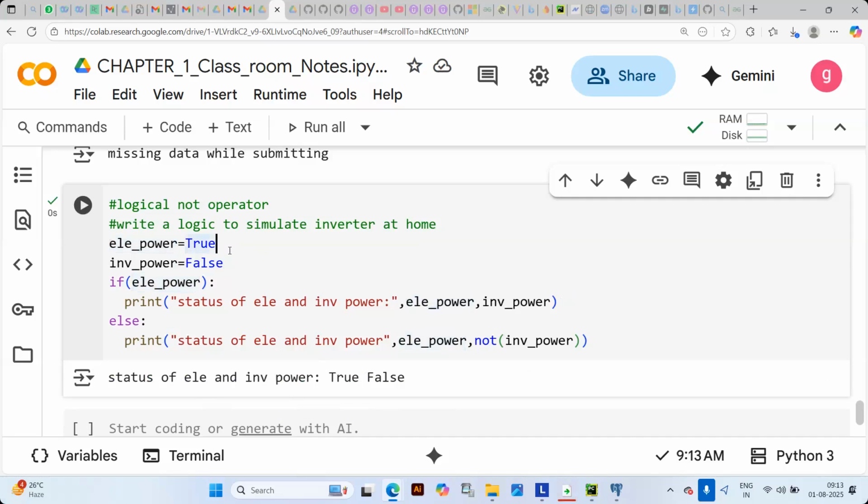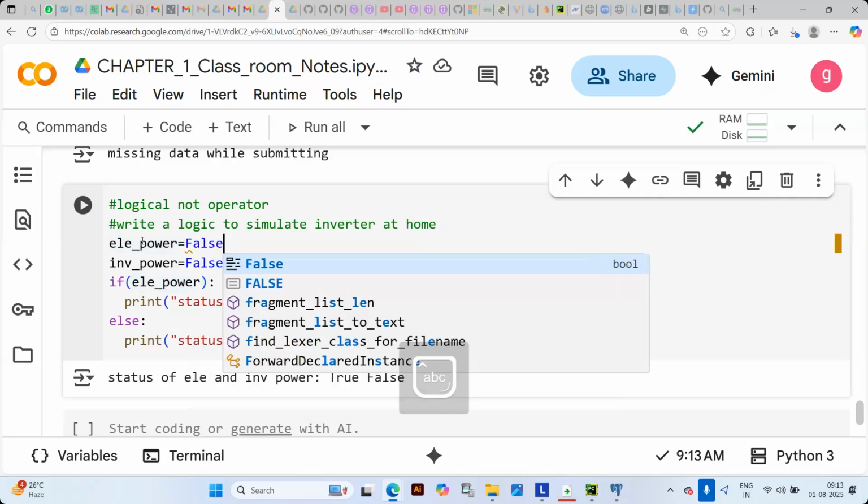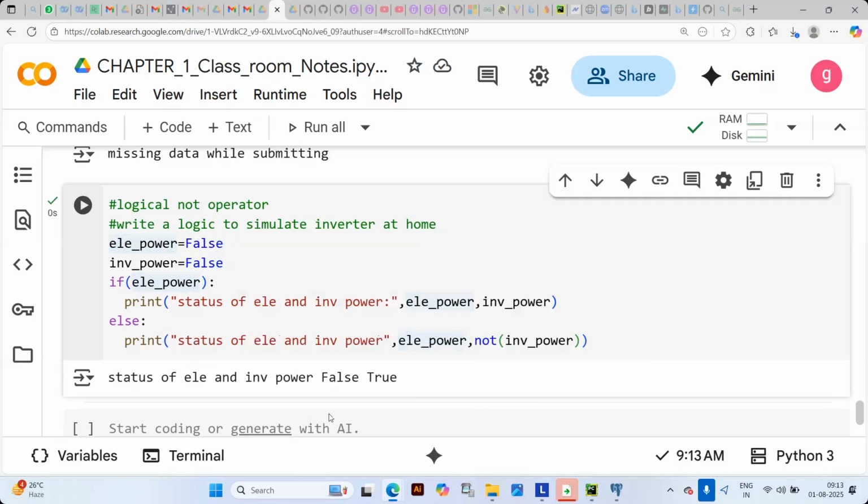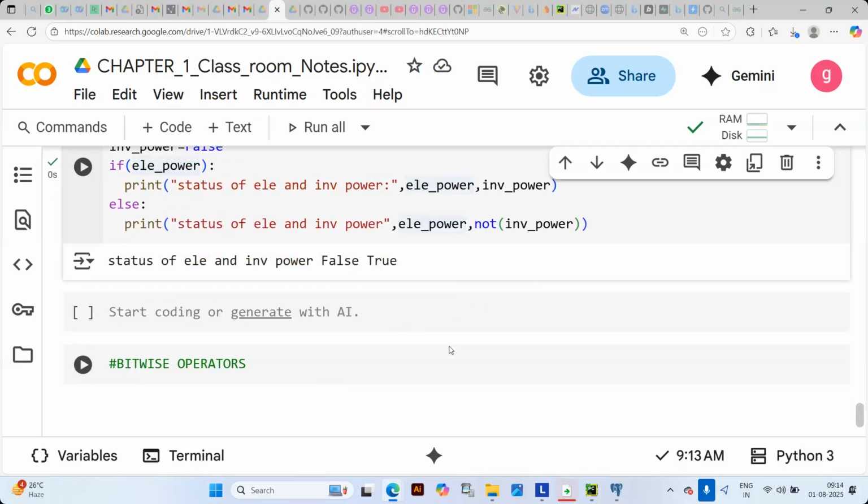Let us make the power off. What happens, you see? Now for this particular case, the electrical power becomes false, but the inverter power becomes true. So here this not operator converts the status of the power to the other, true to false and false to true. That's one case where exactly a not operator will flip the situation, true condition to false condition and to the true condition. Are you guys understanding, right? What exactly does the not operator do? Got it, sir. Yes, sir.